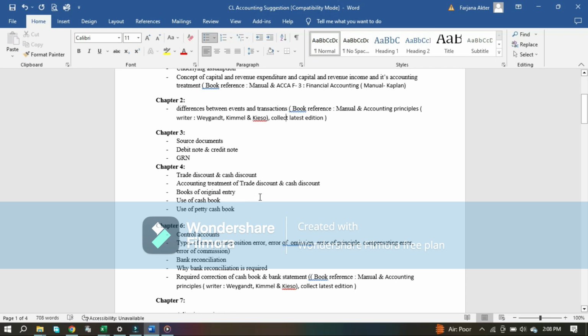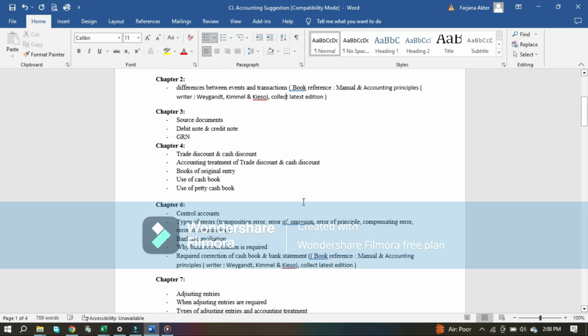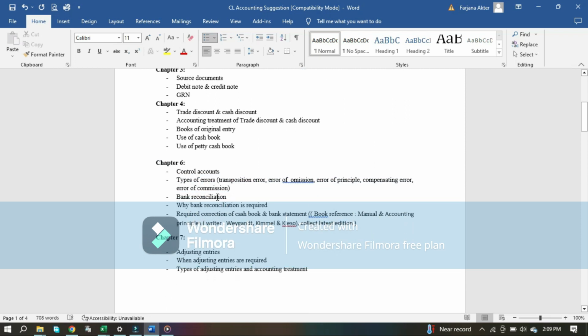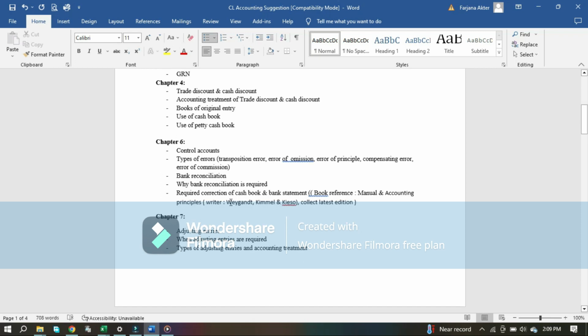Chapter 3. Source documents. Debit note and credit note. GRN. Chapter 4. Trade discount and cash discount. Accounting treatment of trade discount and cash discount. Books of original entry. Use of cash book. Use of petty cash book.